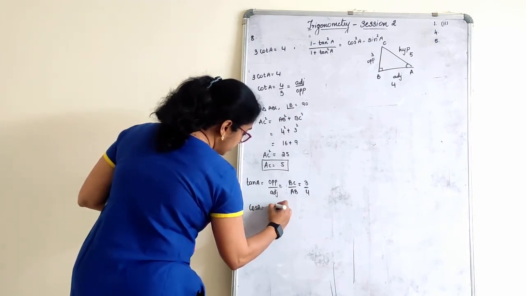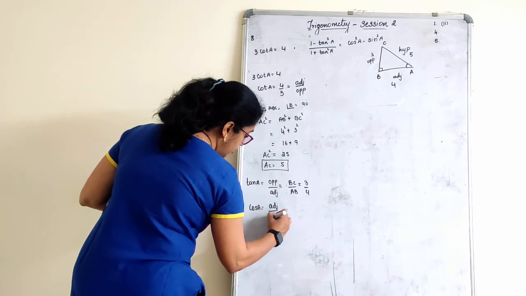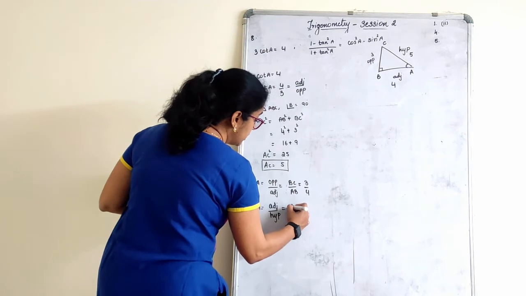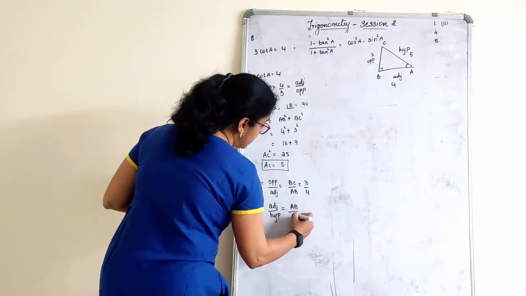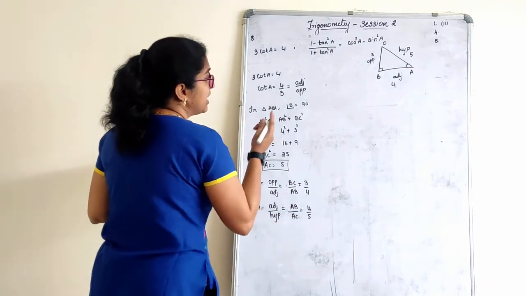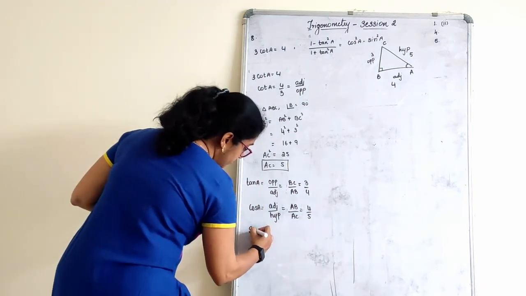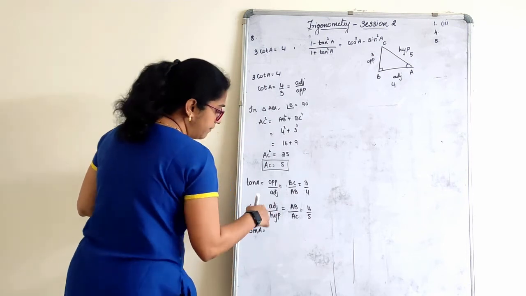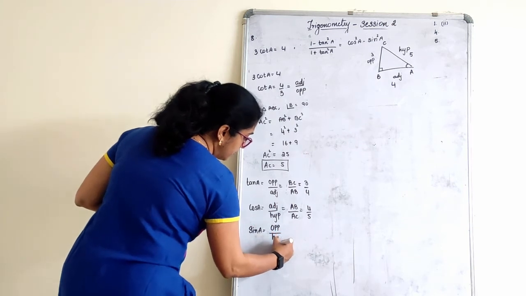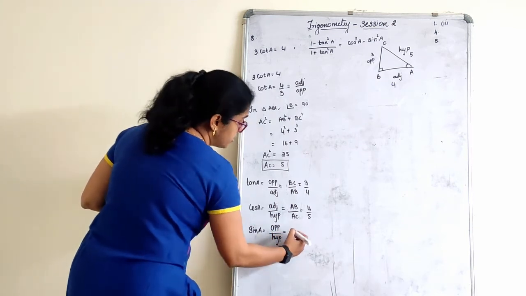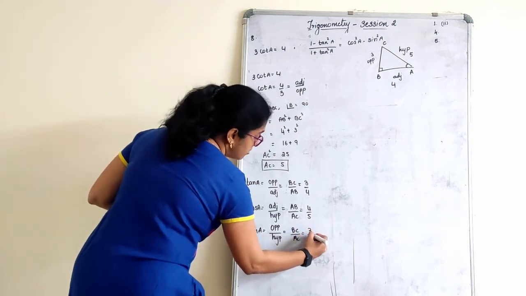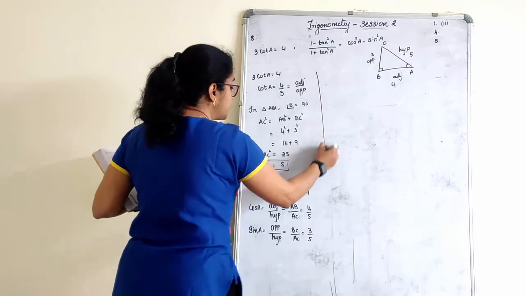Cos A is adjacent upon hypotenuse, which is AB upon AC, nothing but 4 by 5. What should be sin A? 3 by 5. See, things are done orally, but still we have to show and write all these things. Sin A is opposite upon hypotenuse, where opposite is BC upon AC, that is 3 by 5. Our task is to substitute and check here.